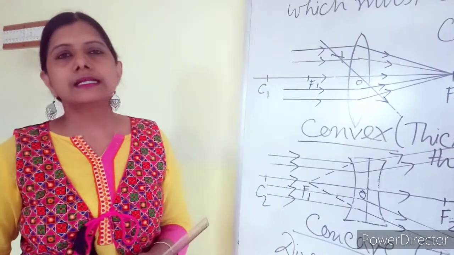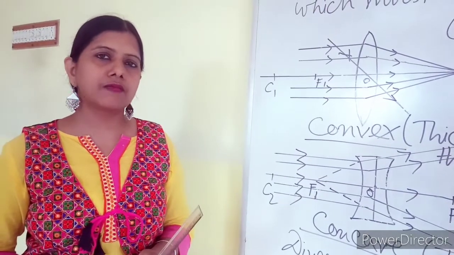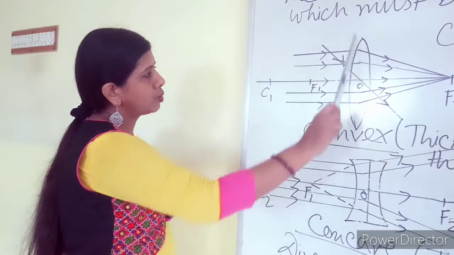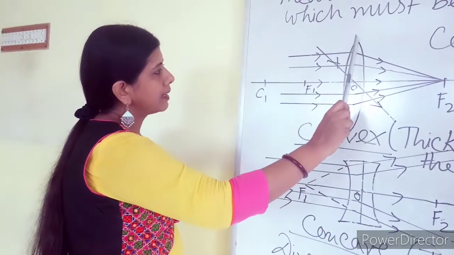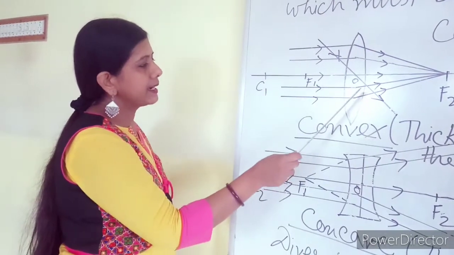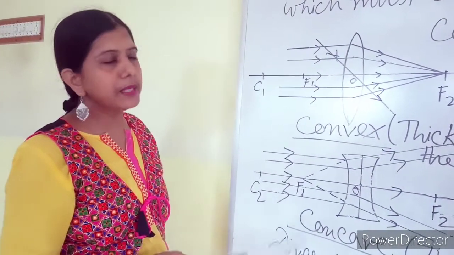Second term is center of curvature. In a mirror you have learned what is center of curvature. You have seen in a mirror one part was there. So if I complete this as a sphere, I will get the center of the sphere. That was my center of curvature of the mirror.